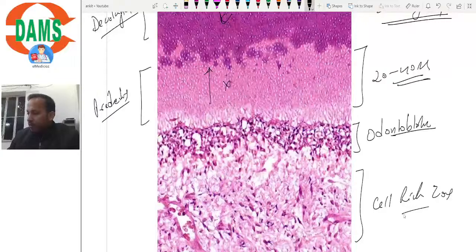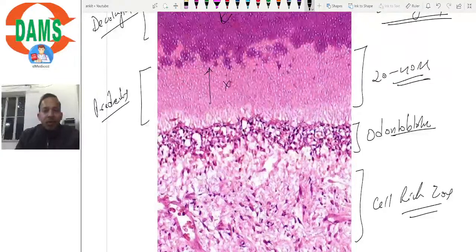cell-rich zone. So you can easily see that there are groups of fibroblasts here, and they are all plump. They appear all plump, isn't it? Here you will probably not see spindle-like fibroblasts. They are appearing round. They all appear round, isn't it? They all appear plump. So it tells us that this is a young tooth. All the fibroblasts are plump. This tells us that this is a young tooth, right?